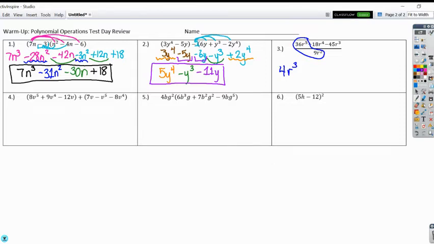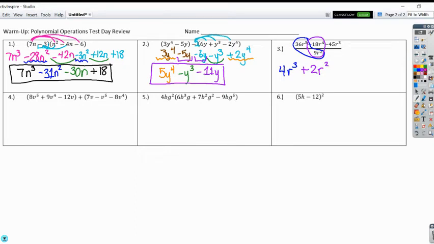Next term, I've got this positive 18r to the fourth divided by that 9r squared, so positive 18 divided by 9 for my coefficients makes it positive 2. R to the fourth divided by the r squared, subtract the exponents when we divide variables. 4 minus 2 makes it 2.